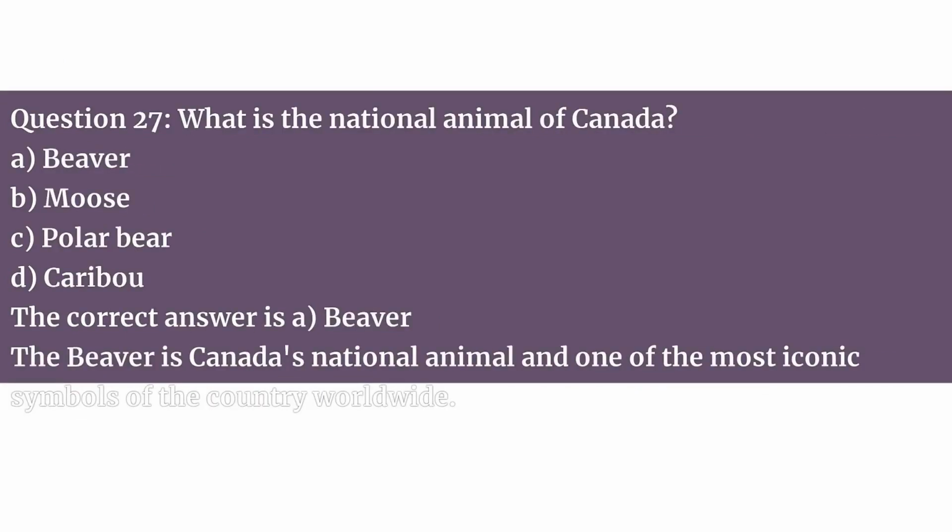Question 27. What is the national animal of Canada? A. Beaver, B. Moose, C. Polar bear, D. Caribou. The correct answer is A. Beaver. The beaver is Canada's national animal and one of the most iconic symbols of the country worldwide.